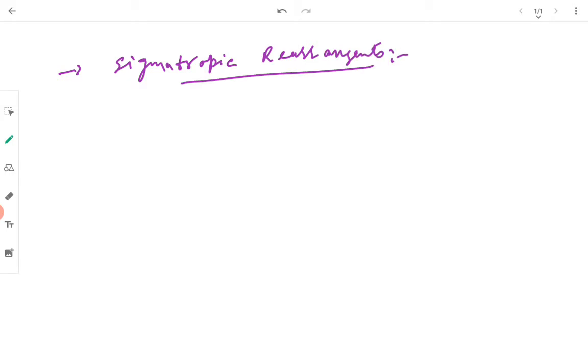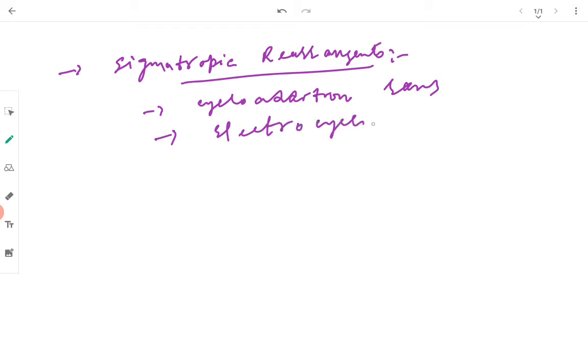As you know, we have studied two major classes of pericyclic reactions. One class that we studied is the cycloaddition reactions. The second class was electrocyclic reactions. Now the third major class of pericyclic reactions is the sigmatropic reactions.